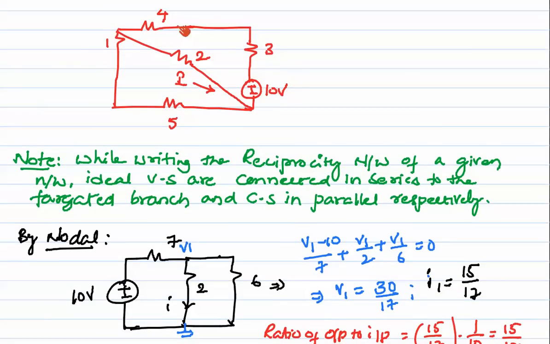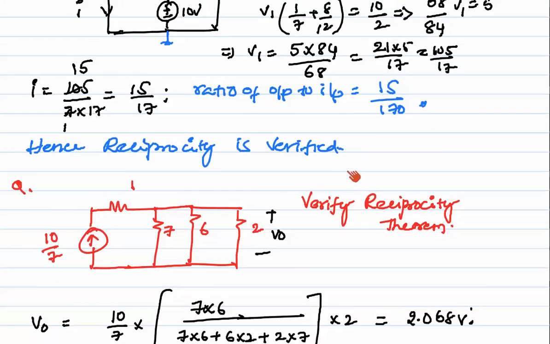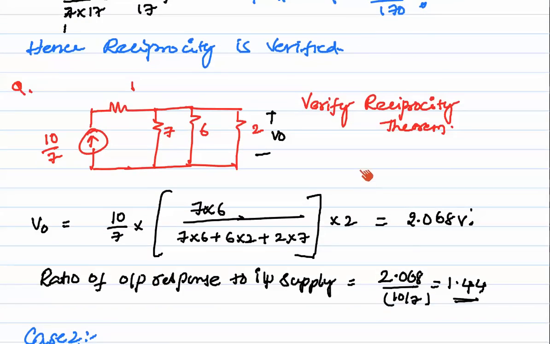Okay, so here in this case it is 4 plus 3, 7 ohms. So we got the response I here. From this, the ratio of output to input, that is response to the excitation, we get 15 by 170. So hence reciprocity theorem is verified here. And next, verify the reciprocity theorem in the next problem.